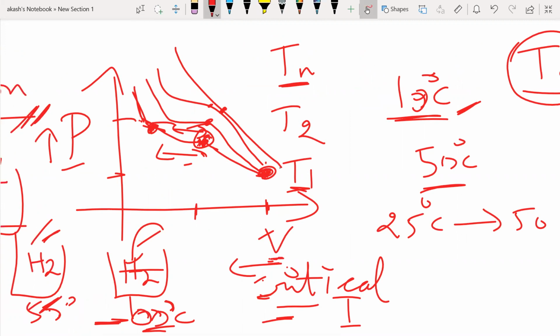Obviously, what you are seeing here is a real gas case, right? So if the gas was ideal, what can you comment about its liquefaction process? Anything, whatever comes to your mind.